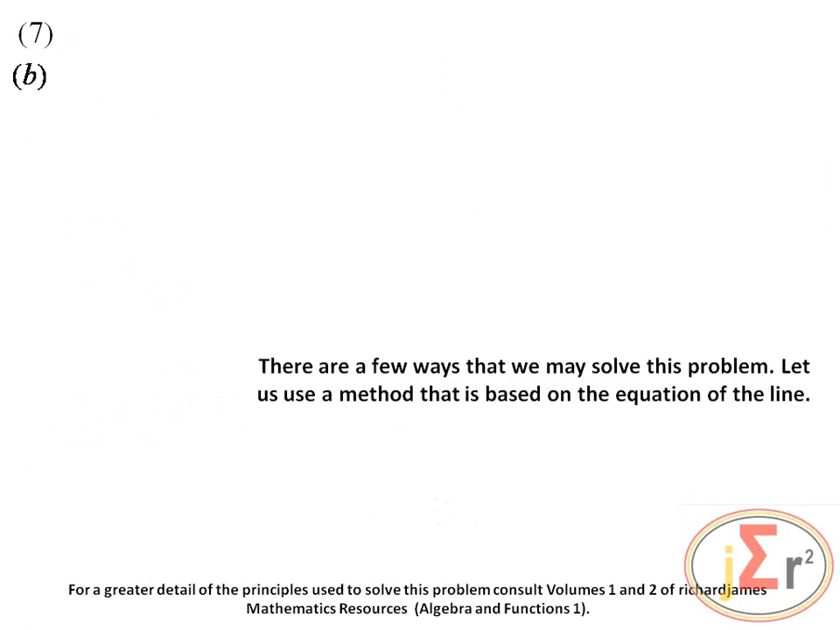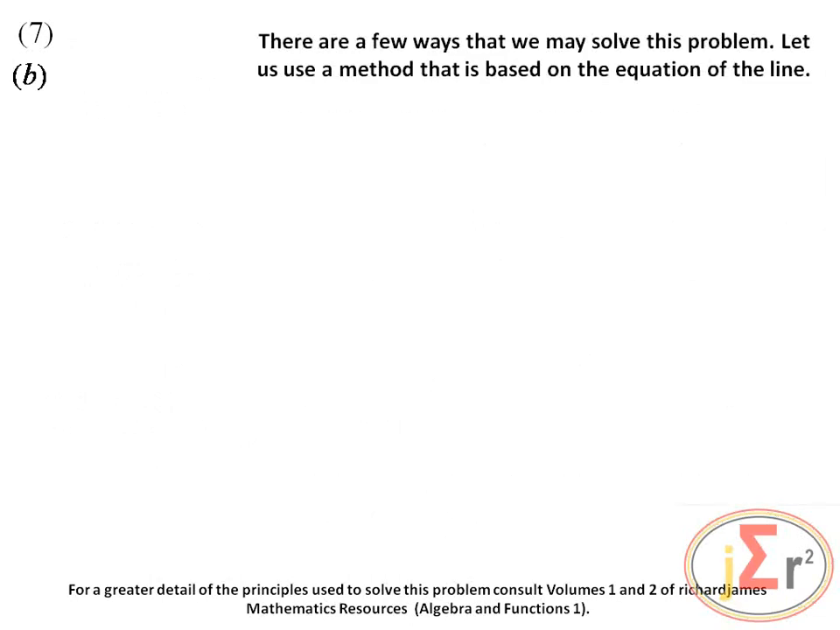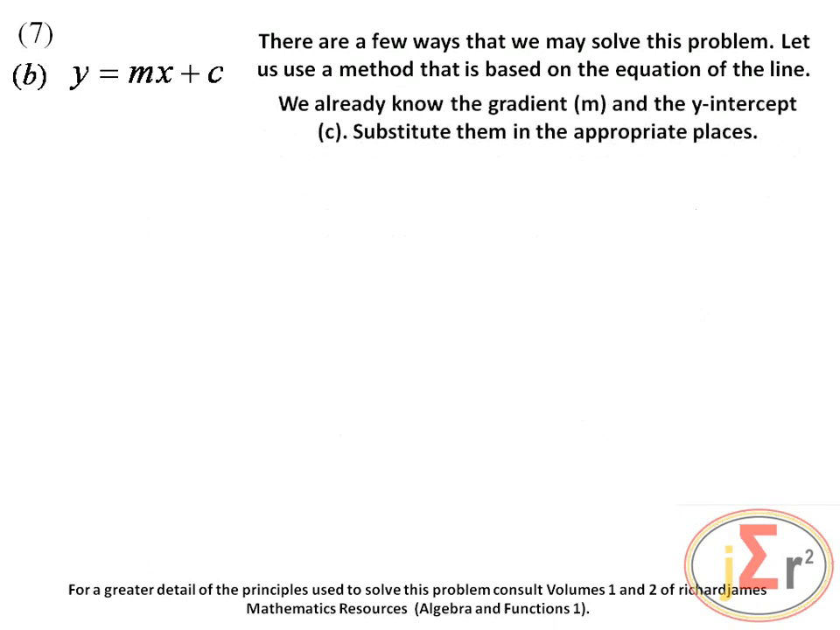Now we have this statement that says that the point (-2, k) lies on the line, and we need to determine the value of k. There are a few ways that we may solve this problem. Let us use a method that is based on the equation of the line. We have y is equal to mx plus c. We already know the gradient m and the y-intercept. So substitute them in the appropriate places.